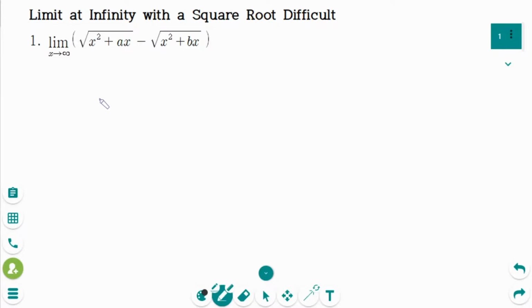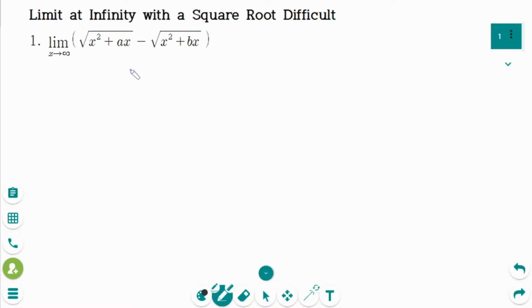This video will cover difficult level questions regarding the topic of limit at infinity with a square root. This is the first question. Some students see the letters A and B as extra variables instead of as numbers. This creates a headache. However, the letters are just the same as numbers. It's the same kind of question.